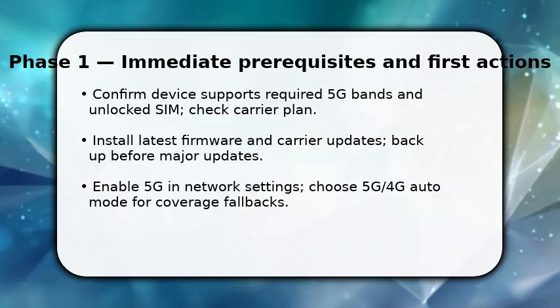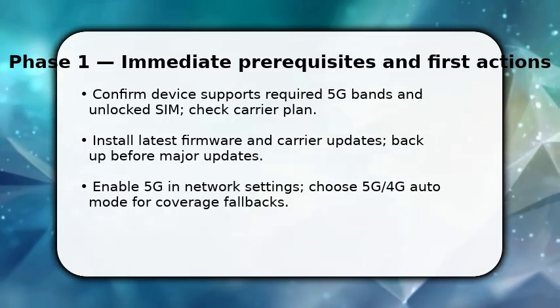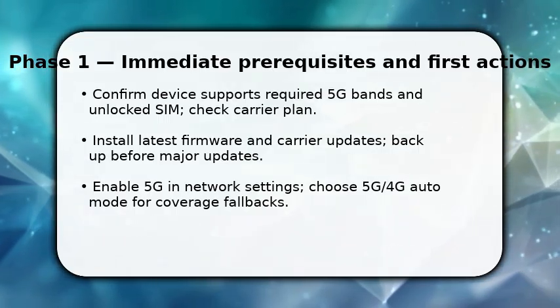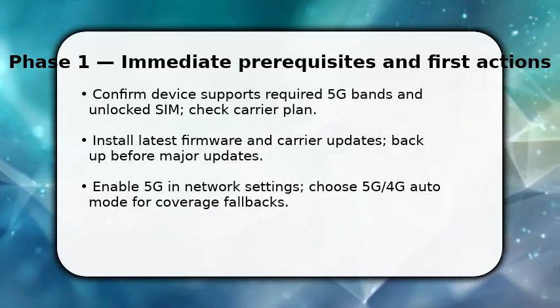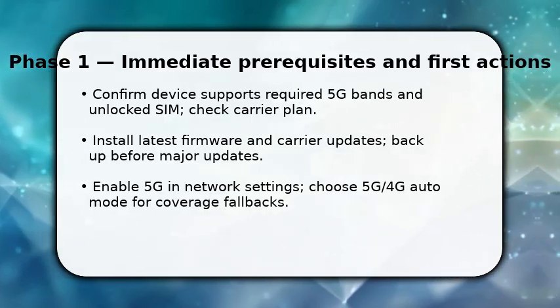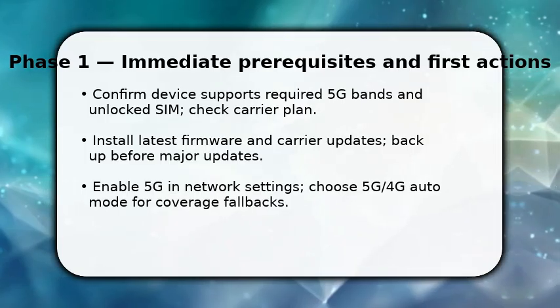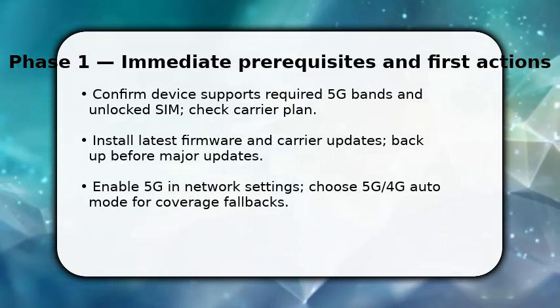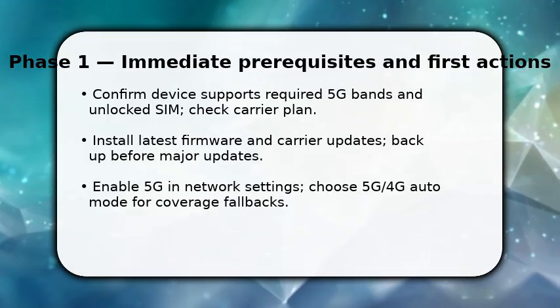You start by confirming the essentials. Your phone or gateway must support the carrier's 5G bands, and your plan must include 5G access. Once done, insert a compatible SIM and install the latest firmware and carrier settings. These often unlock new bands.